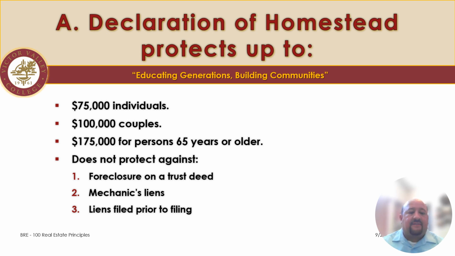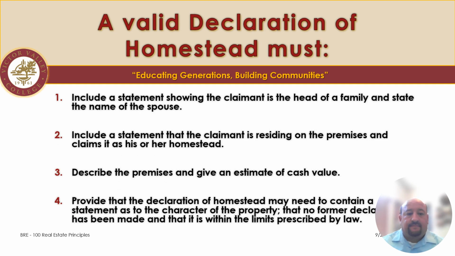Okay, and these are the amounts it protects: $75,000 for individuals, $100,000 for couples, and $175,000 for those 65 and over. Now, it doesn't protect against foreclosures, so you can't say, I homesteaded, so I'm not going to pay my mortgage. No, you still have to pay your mortgage. It also doesn't protect against mechanics liens or liens prior to the filing. And a valid homestead must have all of these items.